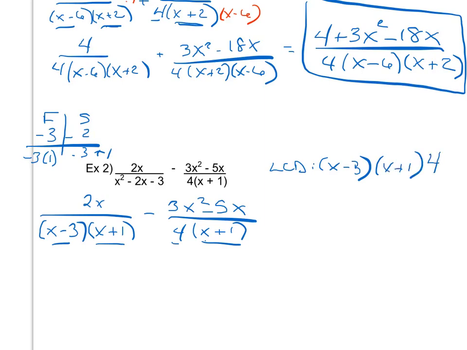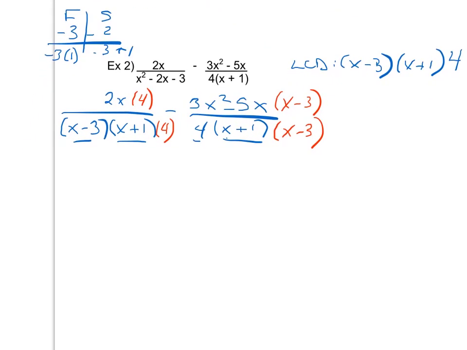And now from here I'm going to ask myself, what do I have to multiply each fraction by in order to obtain that common denominator? Well, here on the left I'm going to have to multiply by 4. Here on the right I'm going to have to multiply by x minus 3. And just like before, I'm going to go ahead and do that. And I'm going to go ahead and expand it on top, and on the bottom I'm just going to leave it in factored form. So on top I get 8x. The bottom I'm going to put the 4 in front because I like to have my numbers in front, but it really doesn't matter.